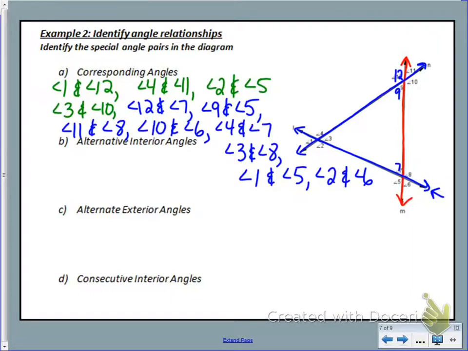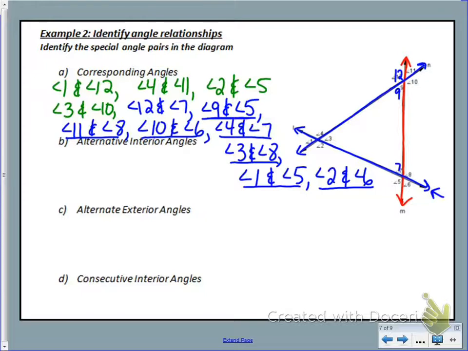Okay, so we started with leaving off with the angle 9 and angle 5. So the next 5 angle pairs you should have found would be angle 9 and angle 5, angle 11 and angle 8, angle 10 and angle 6, angle 4 and angle 7, angle 3 and angle 8, angle 1 and angle 5, angle 2 and 6. So hopefully you found all of those. And it looks as though actually there were a couple more than I first initially said. So I apologize for that. So there were actually more than the 10 that I had brought up earlier. So hopefully you were able to find all of those.